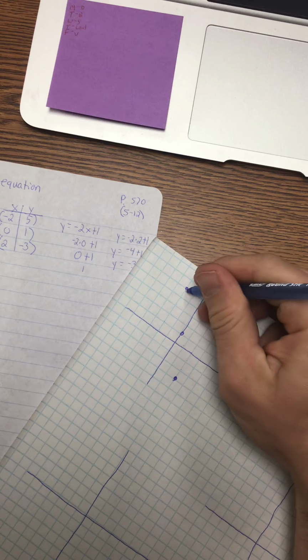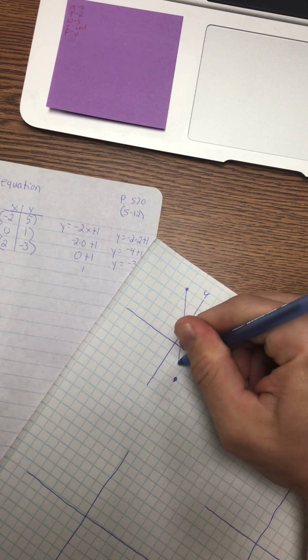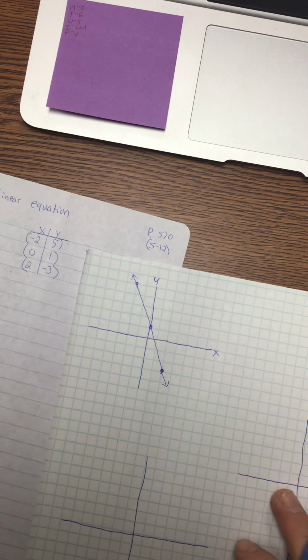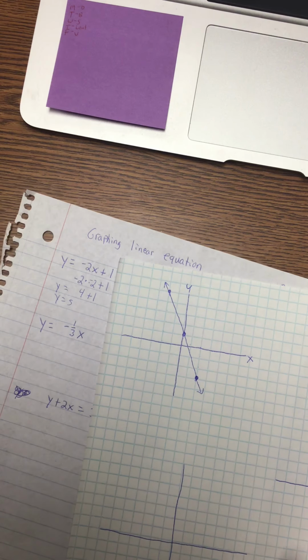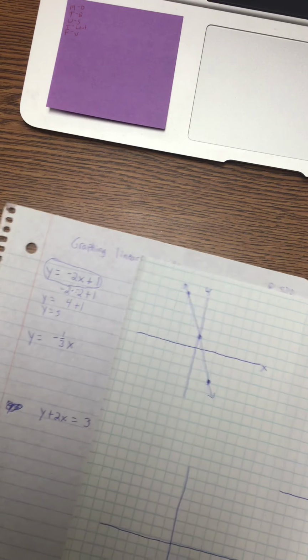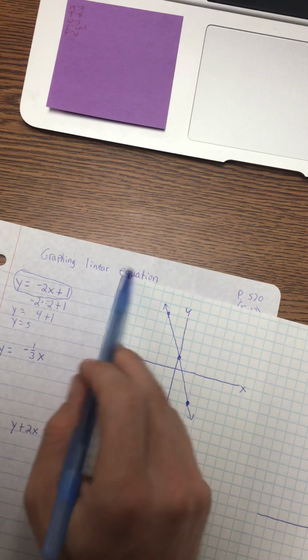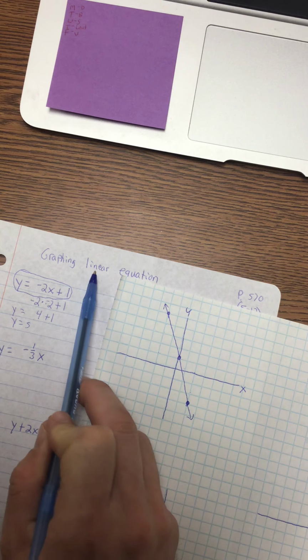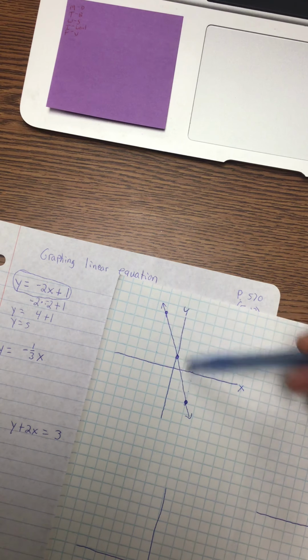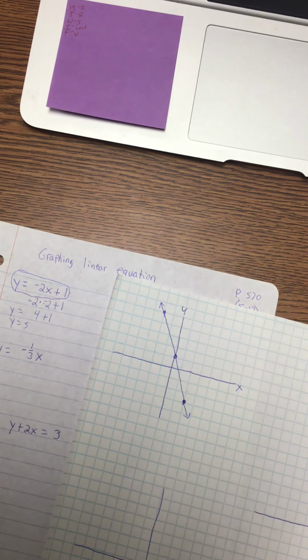Okay? And then that is the line that this equation makes. So y equals negative 2x plus 1 is my linear equation. It is a linear equation because it forms a line, and obviously we are working with an equation. So this line, all right, is this equation, y equals negative 2x plus 1, okay?